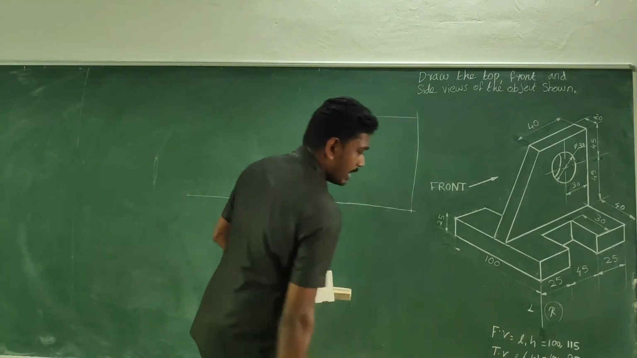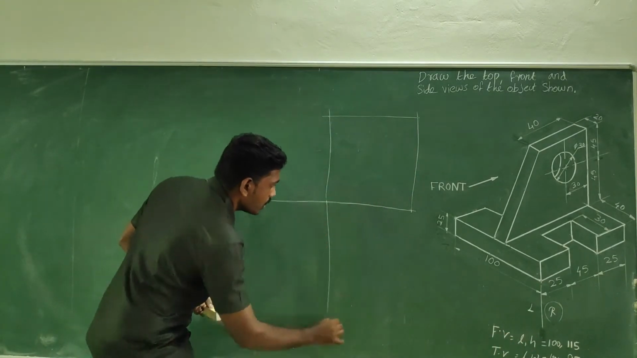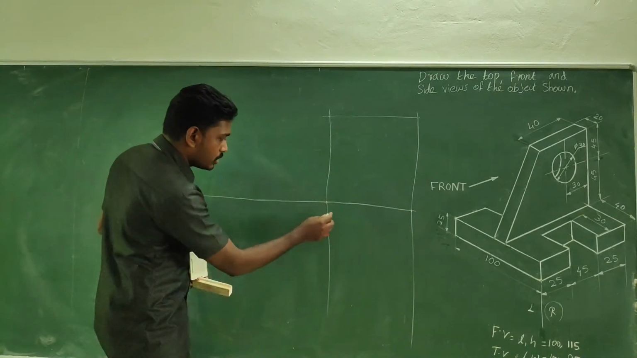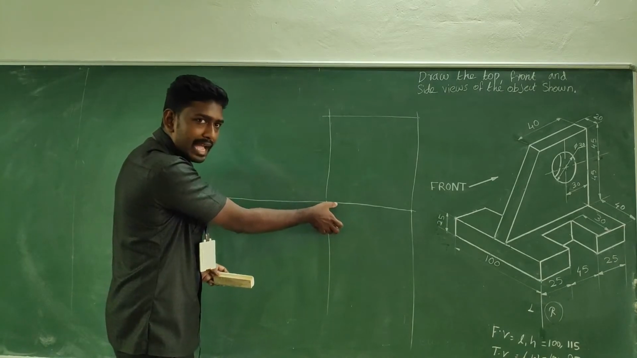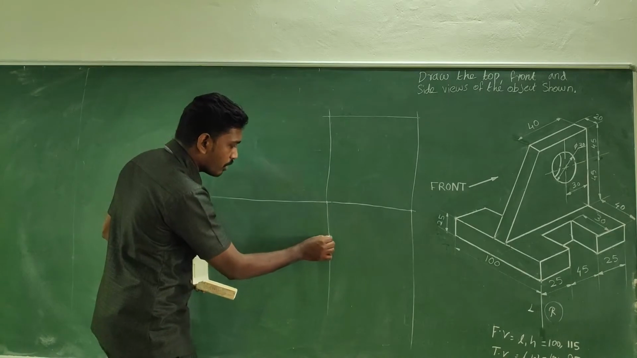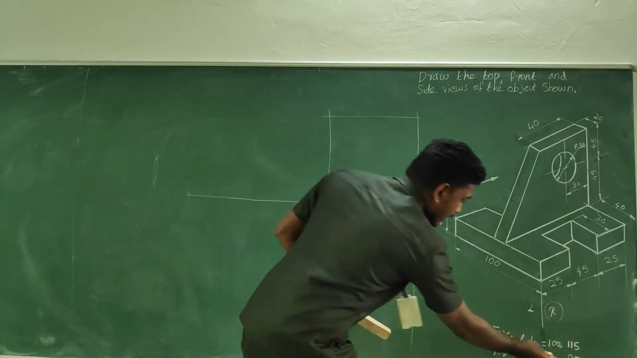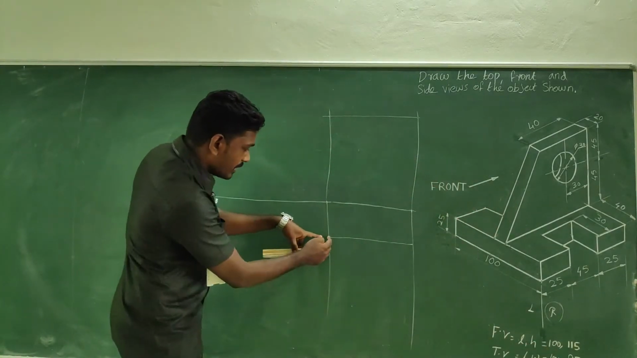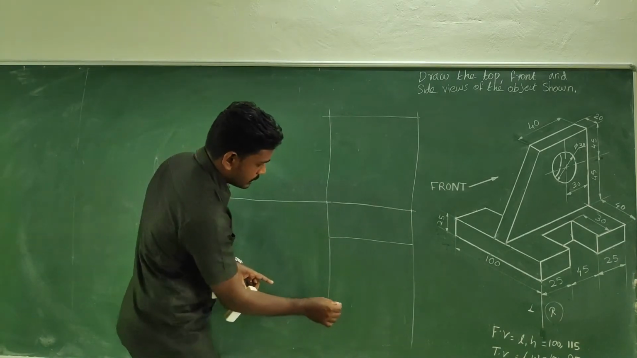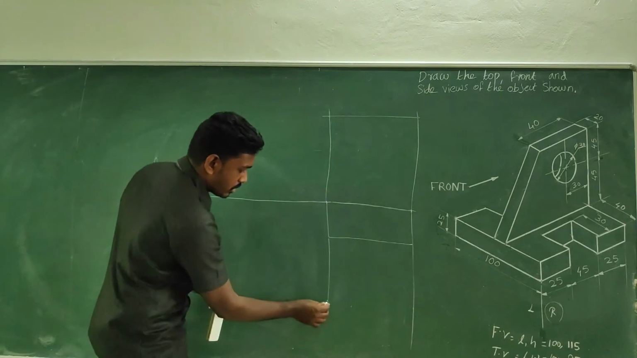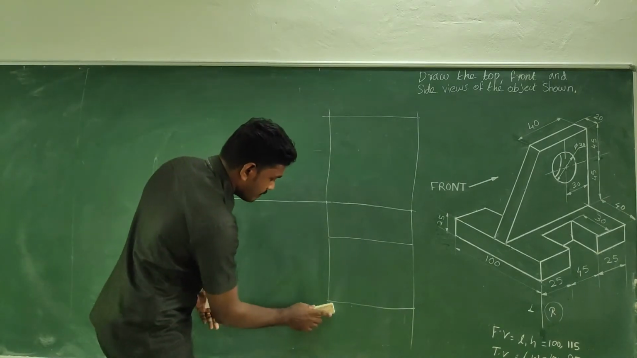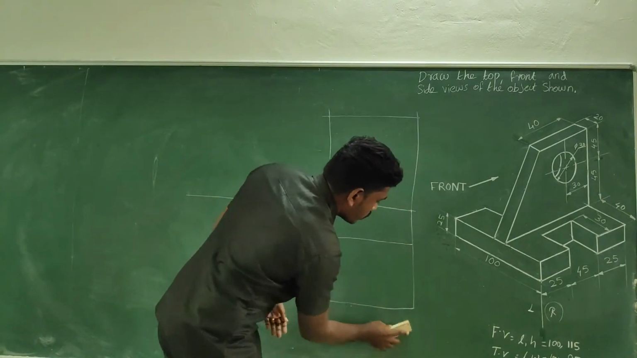It is length and width, right? From the front view we can take the reference. Go for projectors, and we have to maintain a 20 mm gap in order to mark all the dimensions. So just measure 20 mm and go for a horizontal line. What about the width? 95. So measure 95 from this end, mark a point on both the projectors, and go for a horizontal line so that we can get the boundary for the top view.